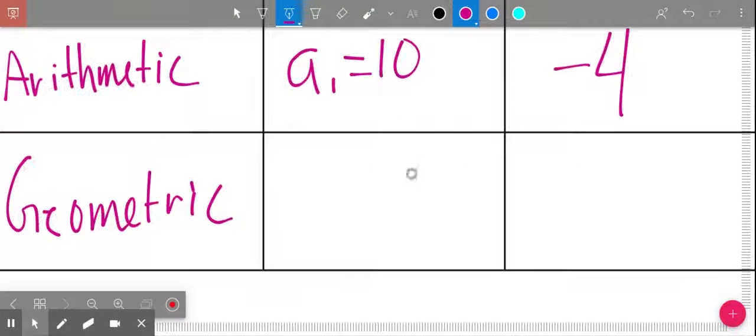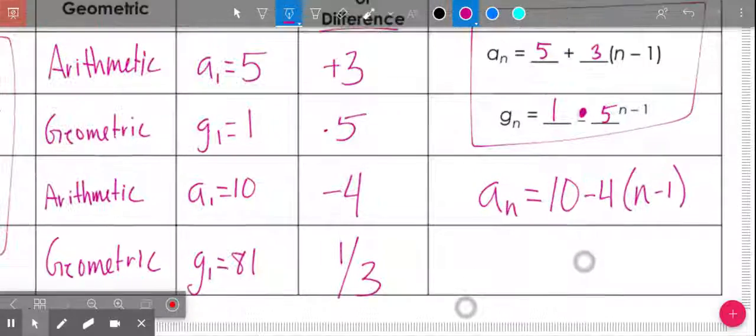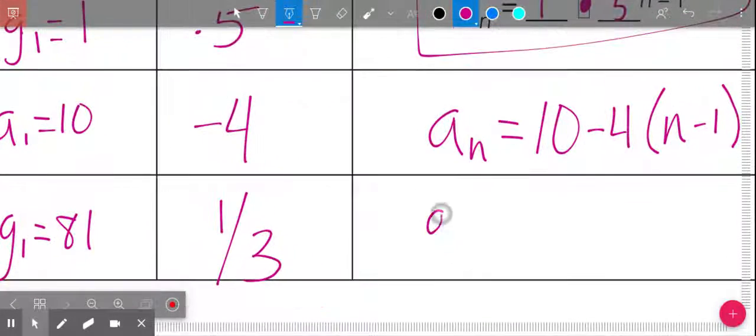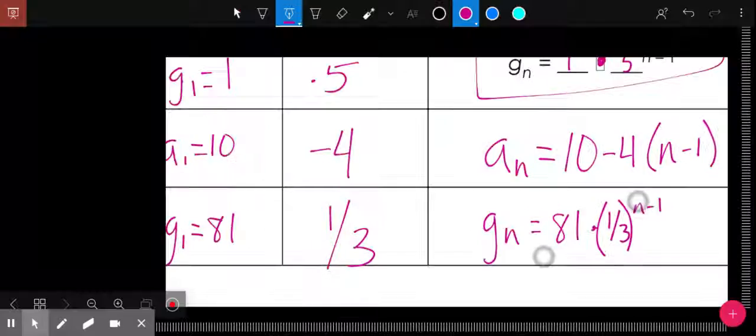Our first term was g sub 1, which was 81. And then our ratio was 1/3. So we're just going to take all those and fill in the blanks on our rule. So it starts with g sub n equals our first term, which was 81, times our ratio, which was 1/3, and then to the n minus 1 power. I always put the 1/3 in parentheses when it's a fraction, just so it's a little bit easier to use. Alrighty.